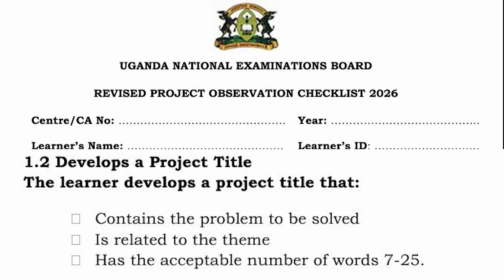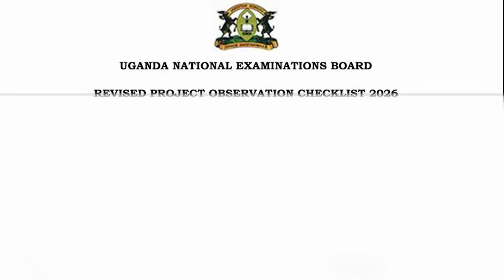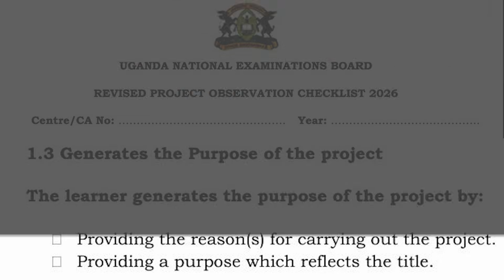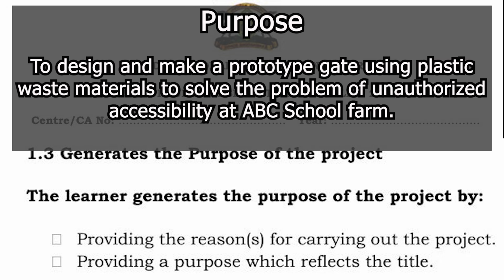The other component also of the checklist that is very vital, which is the third one, is purpose of the project. And according to the checklist, the purpose, 1, should provide the reason for carrying out the project. And 2, should ensure purpose reflects the title. So let me give an example of a purpose that you can write, which is in line with my problem and my title. The purpose is to design and make a prototype gate using plastic waste materials to solve the problem of unauthorized access at ABC School Farm. So if you look there, it provides the reason why I am carrying out the project. It is there, and then ensuring the purpose reflects the title exactly.